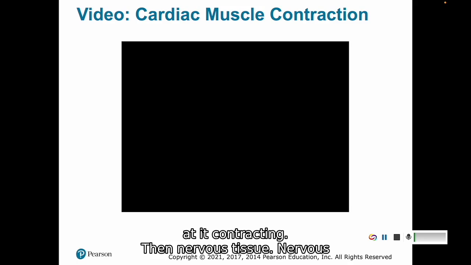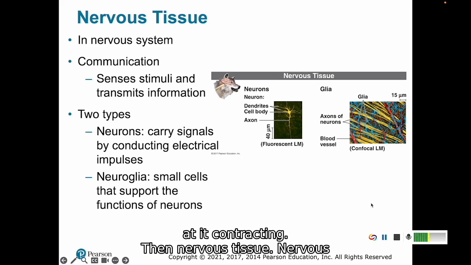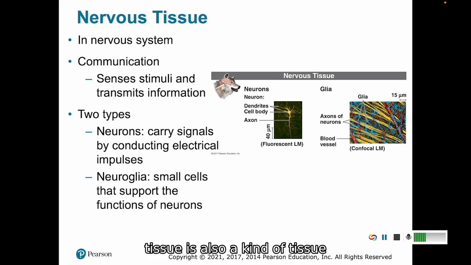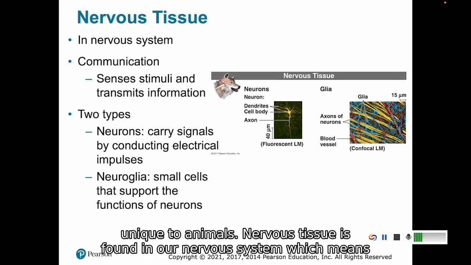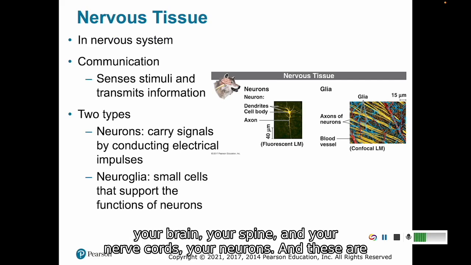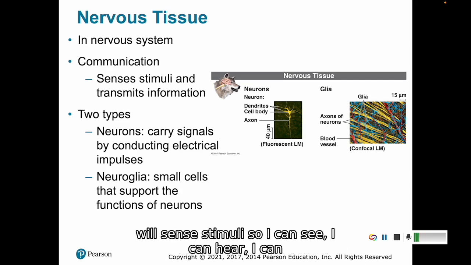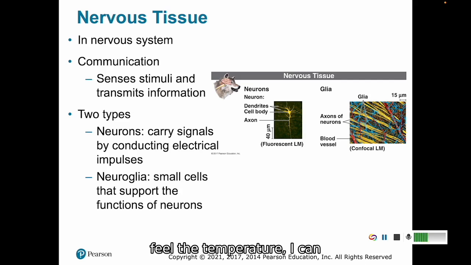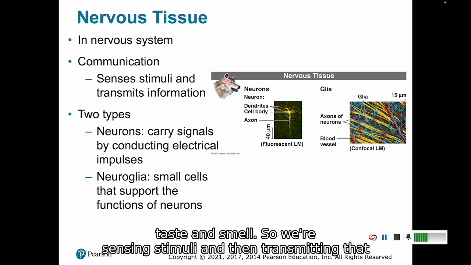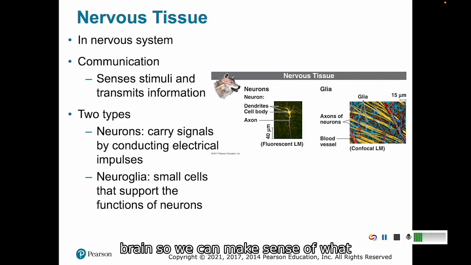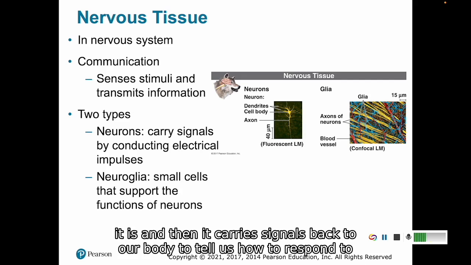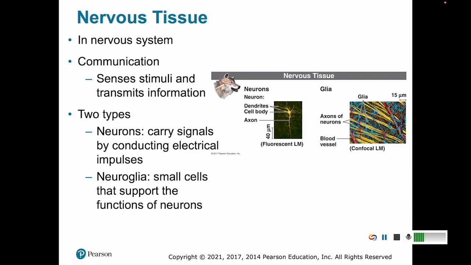Then nervous tissue. Nervous tissue is also a kind of tissue unique to animals. Nervous tissue is found in our nervous system, which means your brain, your spine, and your nerve cords, your neurons. And these are responsible for your body to communicate with itself. It will sense stimuli, so I can see, I can hear, I can feel the temperature, I can taste and smell. So we're sensing stimuli and then transmitting that information. The information goes then to our brain so we can make sense of what it is, and then it carries signals back to our body to tell us how to respond to that.